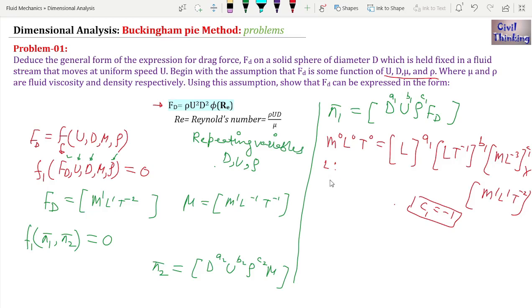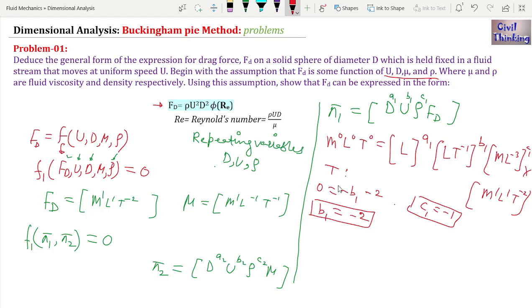No, let me compare the power of T first, then I will compare the power of L, because the T terms are very few, so the terms with few entries should be written first. In this way you will save a lot of time, trust me. Now the power of T is 0 is equal to minus b1 minus 2. So here you get b1 to be minus 2, right?